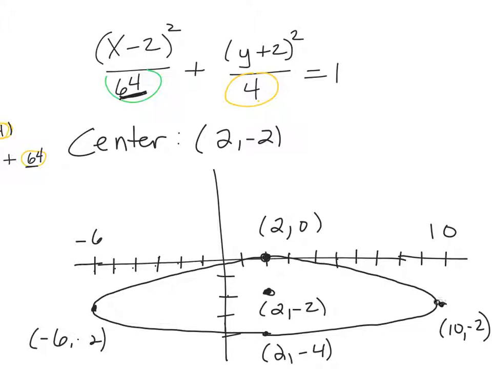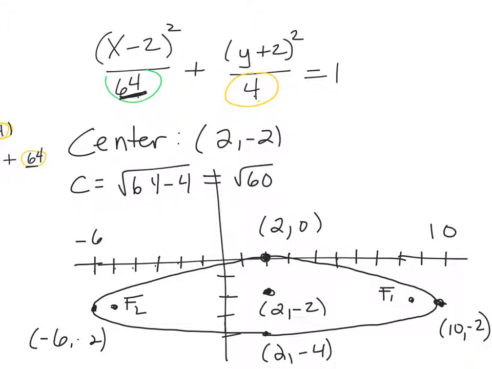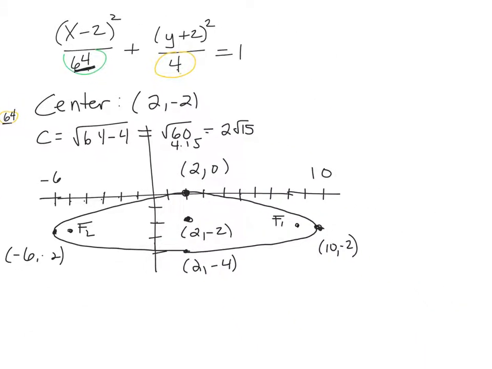The last thing I need to do is find my foci. So here's F1 and F2. The c in this case is going to be the square root of the difference between denominators. So it would be 64 minus 4, which is the square root of 60. And 60 simplifies, that could be 4 times 15. So this will simplify as 2 square root of 15.